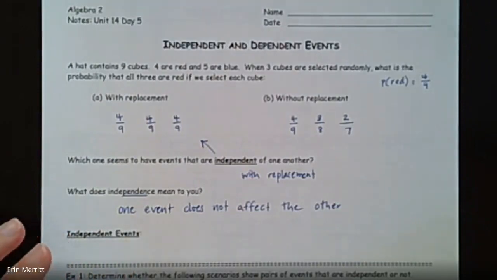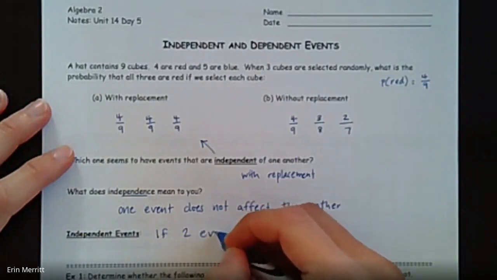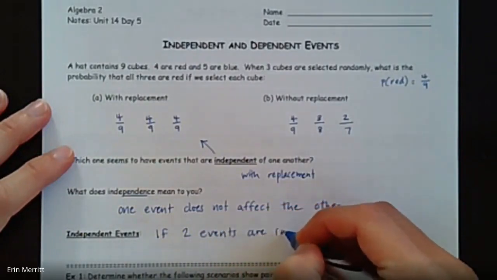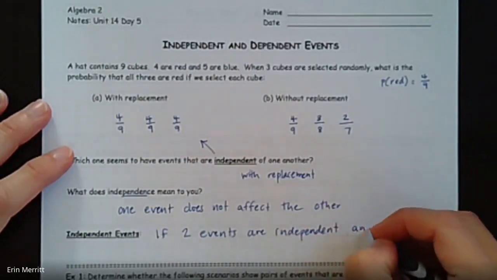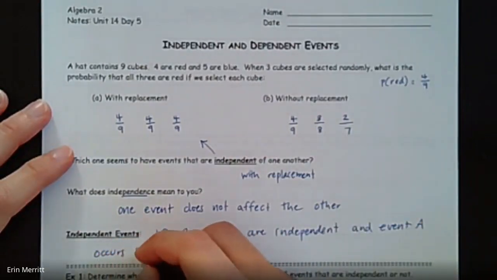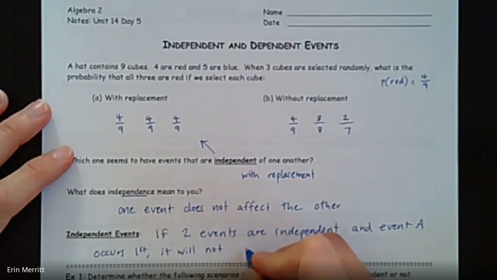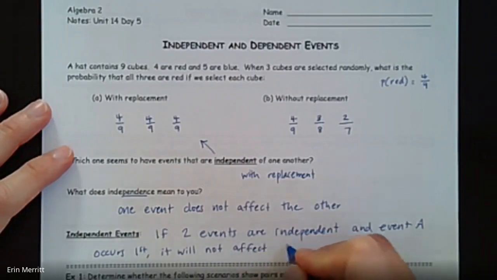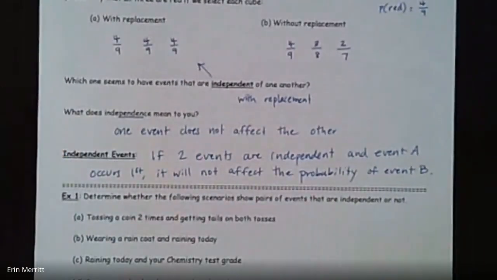So we say if 2 events are independent and event A occurs first, it will not affect the probability of event B. Oops, I'm so sorry, I'm off the screen there.